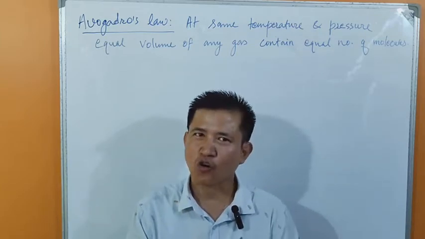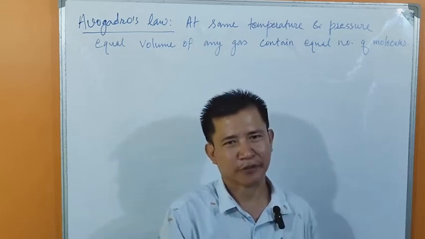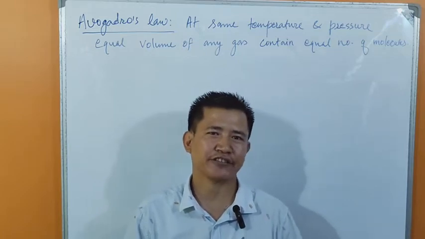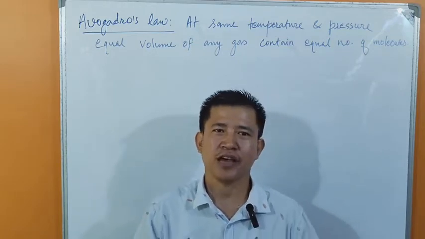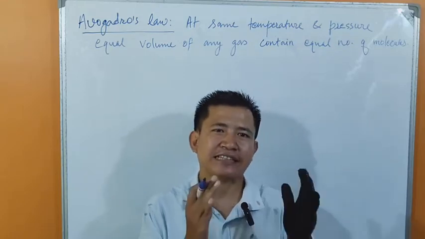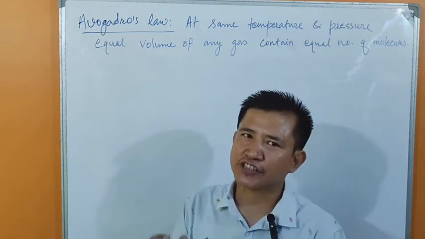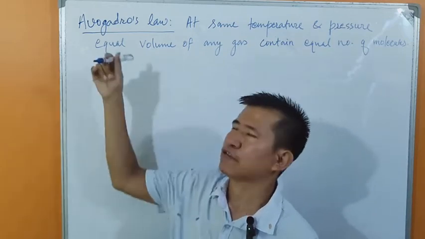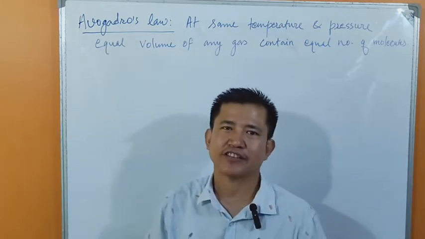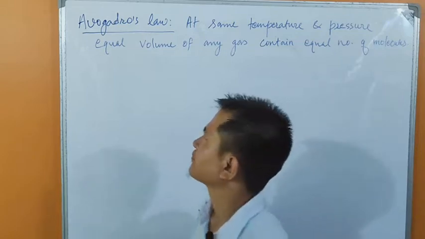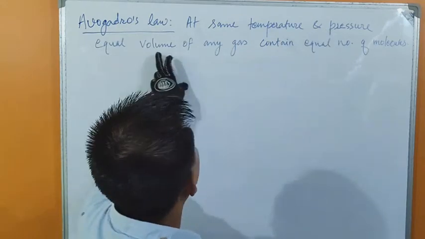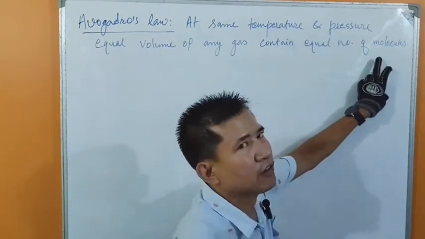The law was previously called Avogadro's hypothesis because during the time of Avogadro, there was no experimental evidence about molecules and atoms. But later on, when molecules and atoms were experimentally verified, this hypothesis came to be known as Avogadro's law. Now let us quickly read out the statement and try to understand the concept. Avogadro's law: at the same temperature and pressure, equal volumes of any gas contain an equal number of molecules.